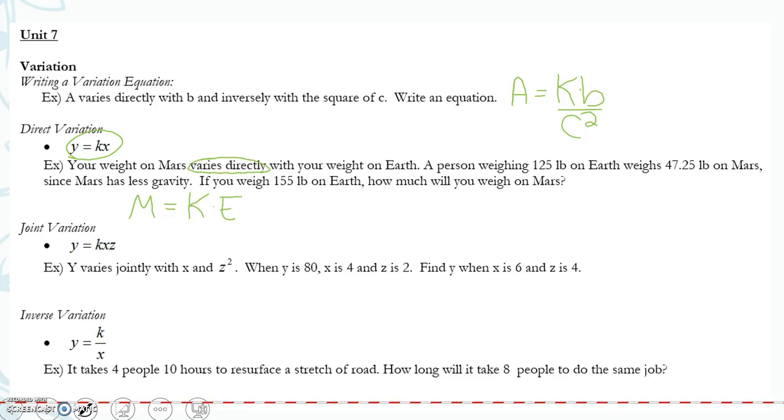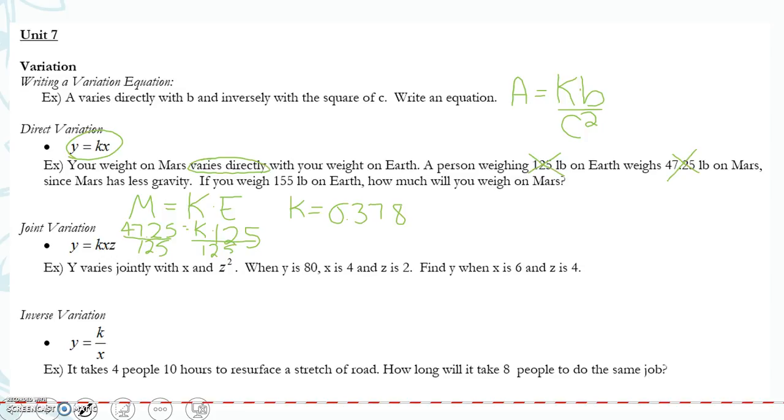A person weighs 125 pounds on Earth, so now I know to plug in 125 for E, and 47.25 pounds on Mars. So 47.25 for the M. So you want to solve for the K first. So I would divide over the 125. If I did that, I would get K to equal 0.378. So now after you figured out the K, you no longer need that first bit of info because it was just used to find K.